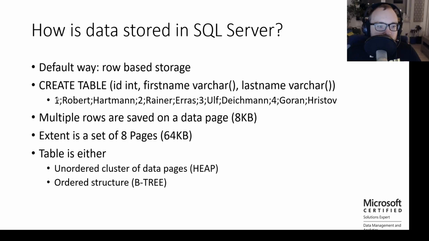Okay, so we store every row one after another. Of course, the real delimiter is not a semicolon, but you know what I mean. Multiple rows are not saved in the whole table, but they are saved on something called a data page. A data page is also a logical construct which always consists of 8 kilobytes, and it can save up to 8 kilobytes of row data. That means if the 8 kilobytes are exceeded, you will get another data page where you put the row.